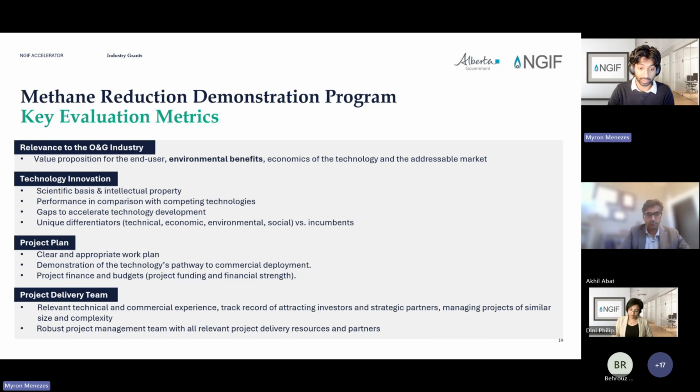The last thing we look at is the project delivery team. What's your track record of execution? Do you have the right number of resources? And do you have the right kind of resources to execute the project scope? For more information on this, I'd also advocate you read through the intake guidelines document.